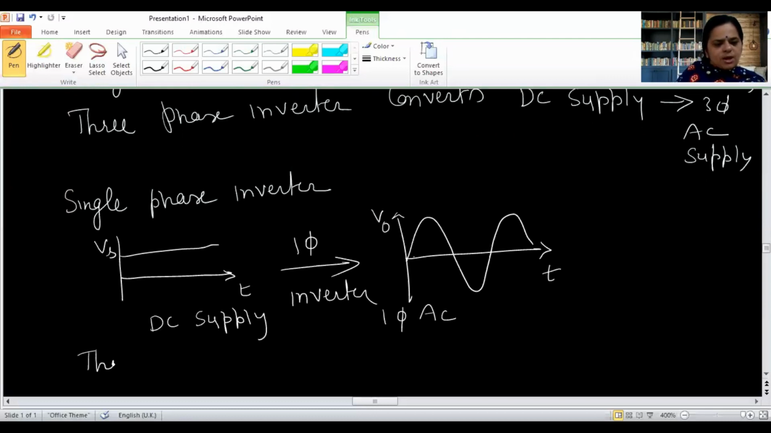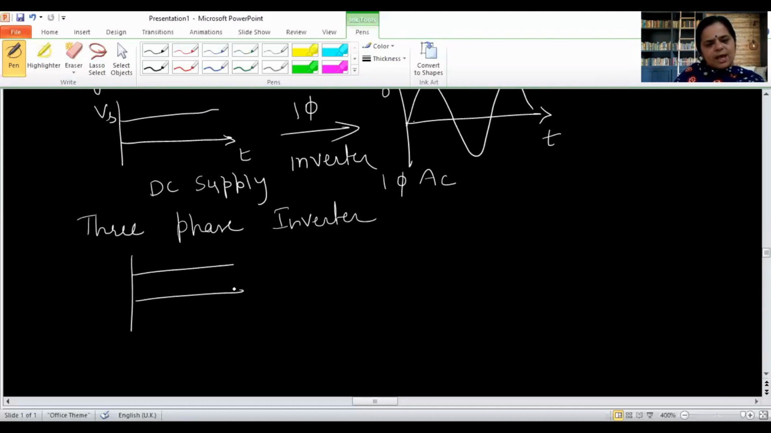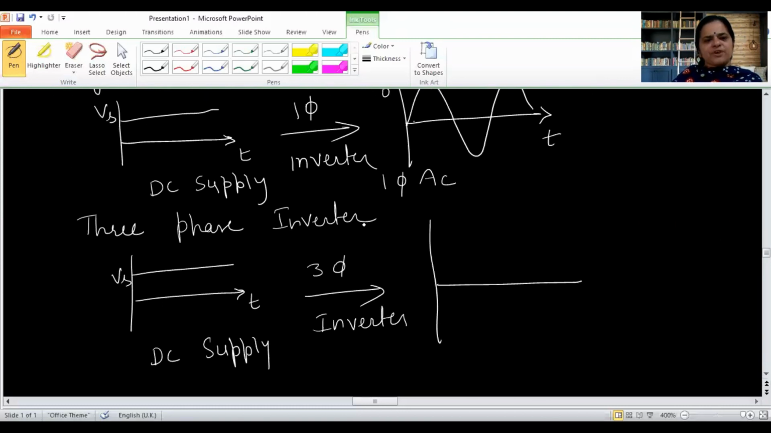Whereas if I talk about a three phase inverter, it converts the DC supply, which is constant in nature with respect to time T, with the help of the three phase inverter into a three phase AC supply. So the three phase AC supply is nothing but three phases of a single phase AC supply. How can I draw the three phase AC supply? Like this. By red color, I have drawn the R phase. So it is showing the R phase.